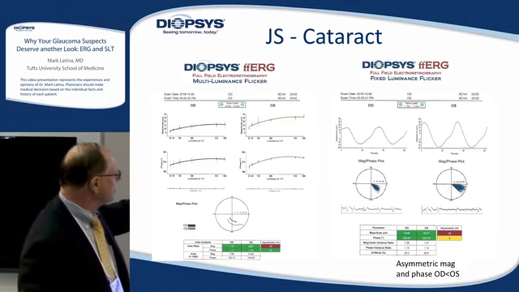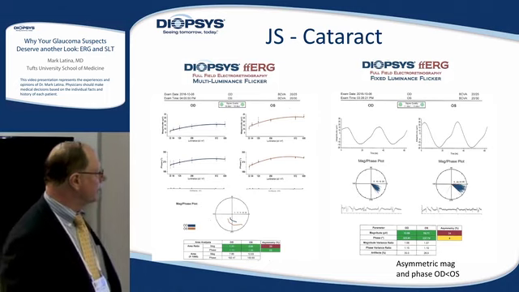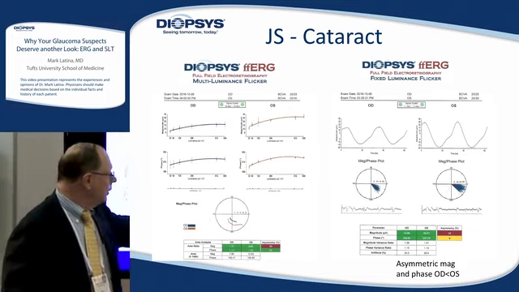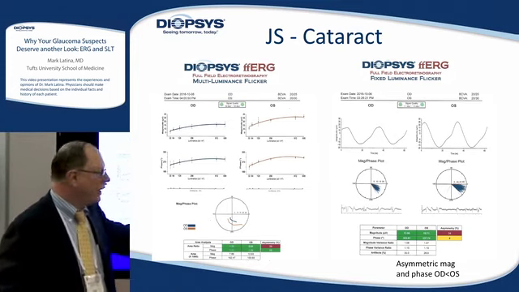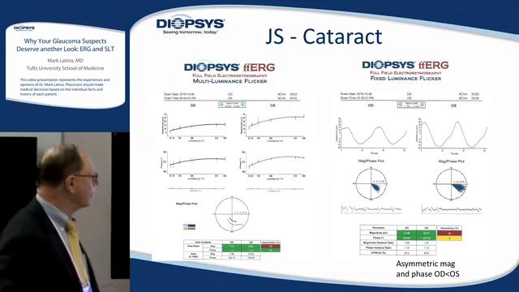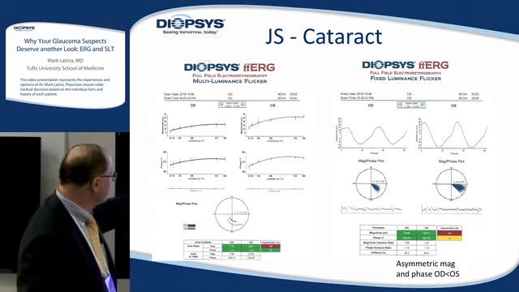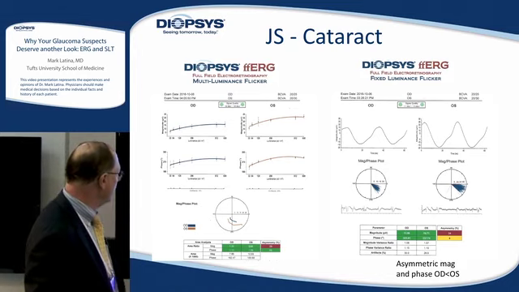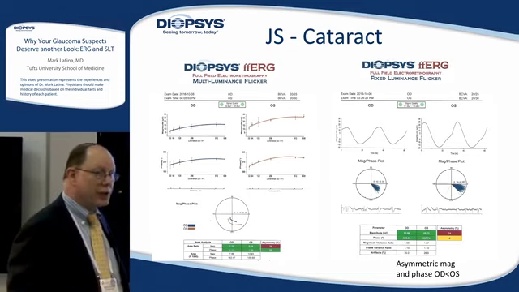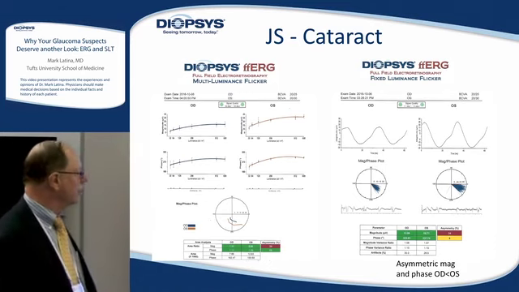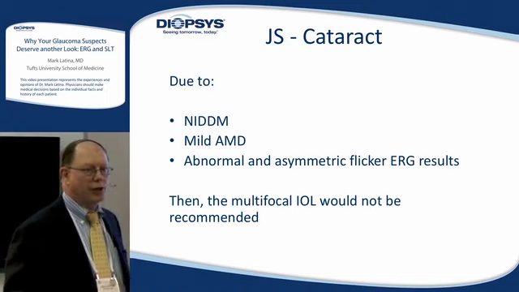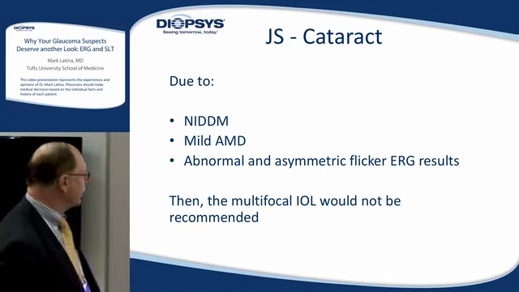But we did a multi-luminance flicker and a fixed luminance flicker, which are two other tests available using the mini Ganzfeld. While the tests are normal, there is an asymmetry between the right eye and the left eye. The left eye is definitely more normal than the right eye, suggesting some early changes in the flicker ERG. Likewise, there's a difference in the multi-luminance flicker, with some reduction in the overall amplitude, magnitude, and phase, again confirming that the two eyes are asymmetric. In other words, they're not abnormal, but they're asymmetric. Given the diabetes, mild AMD, and this abnormal flicker test, I did not recommend that she go with a multifocal IOL. So in that case, we decided not to do it.